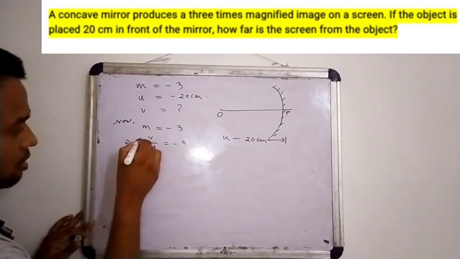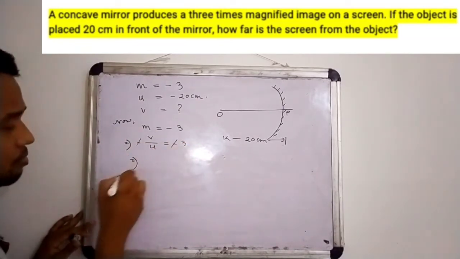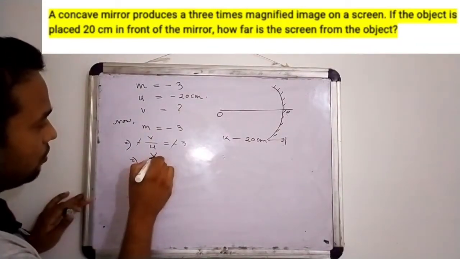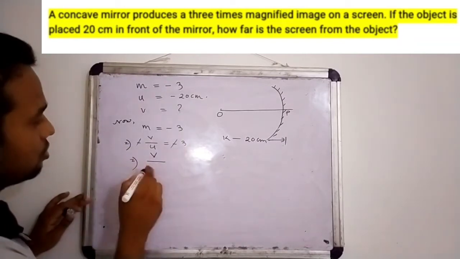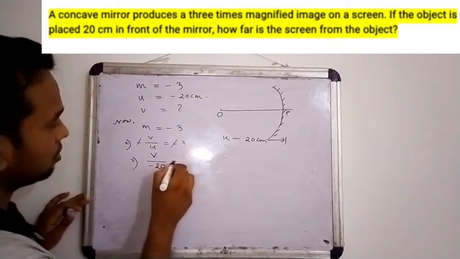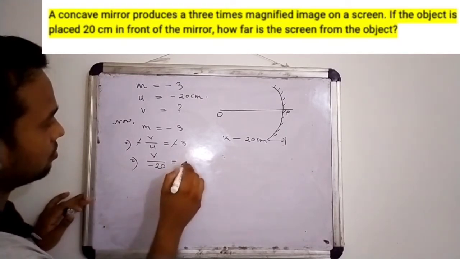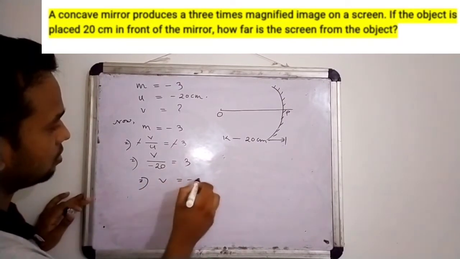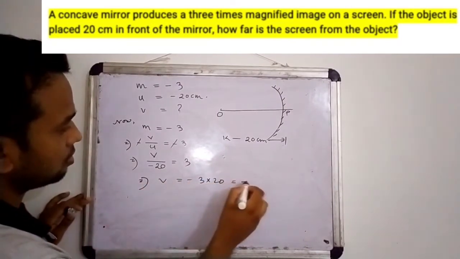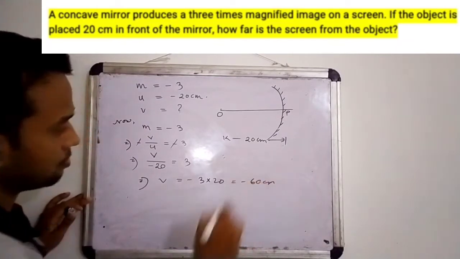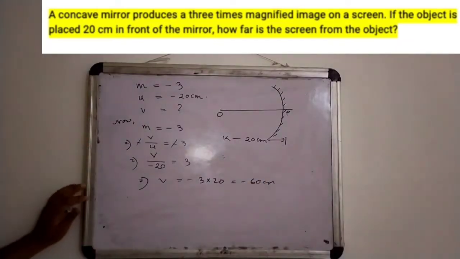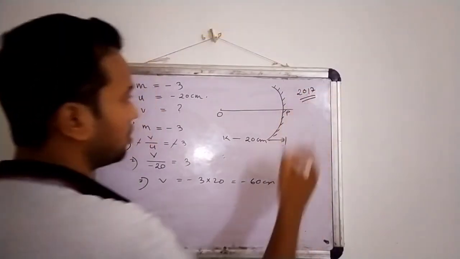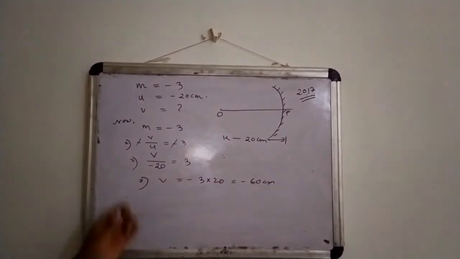Then this negative and negative sign we can cancel. So v by u, u is minus 20. So cross multiply, v equals minus 60 centimeter. So this is the question from the 2017 question paper. Okay, very simple.